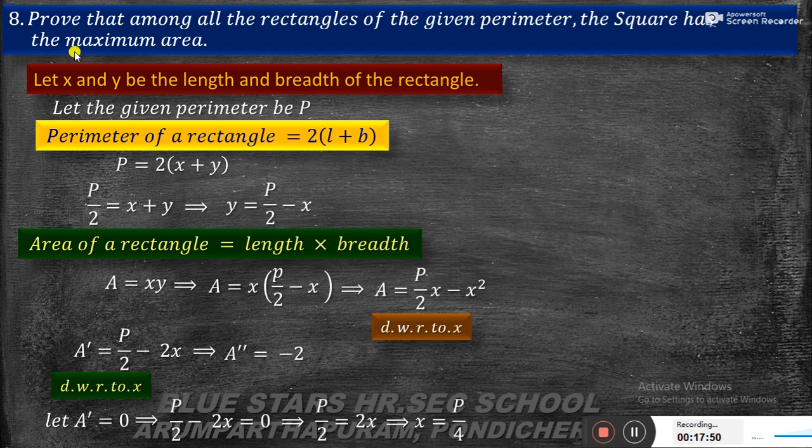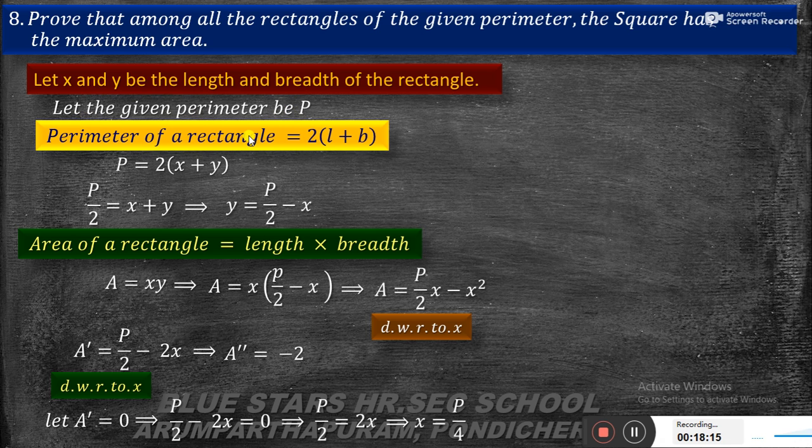Now the 8th problem: prove that among all the rectangles of the given perimeter, the square has the maximum area. We will prove this. Let x and y be the length and the breadth, x is the length and y is the breadth of the rectangle. Let the given perimeter be P.